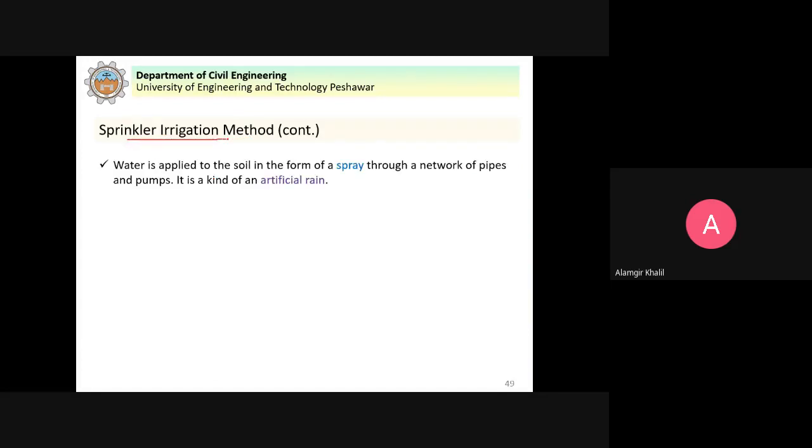Now in the sprinkler irrigation method, water is applied to the soil in the form of a spray through a network of pipes and pumps. It is a kind of artificial rain. It is a costly method. This is the drawback of this method. You saw that we have to provide a network of pipes and sprinkler systems that will spray the water. So the initial cost and then the operation and maintenance cost will be high as compared to the previous method where we just flood the area and supply the water to the crops directly.